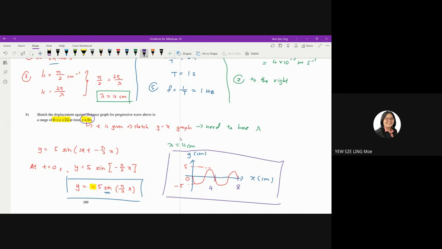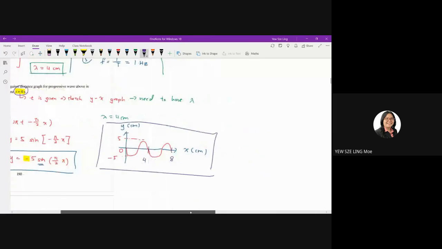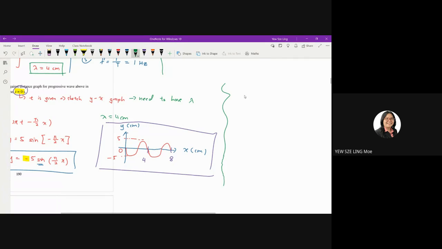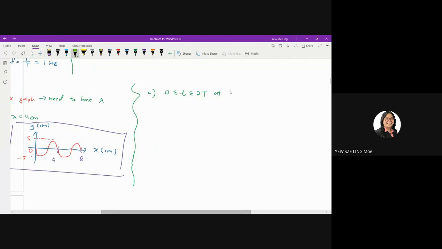Now let's say I want to add one more question. What I want you to do is very simple, I want you to try it. Question C: I want you to sketch a graph for 0, T and 2T, when the value of x is equal to 0. So this is an additional question that I want you to solve.